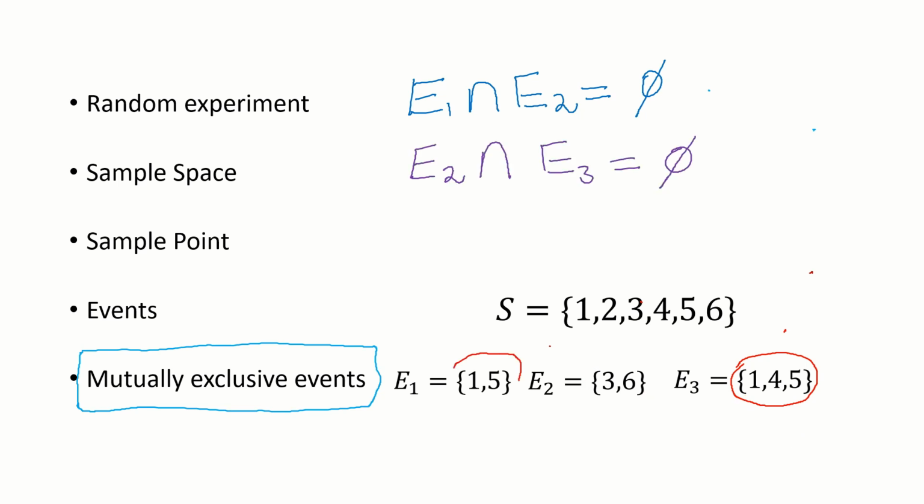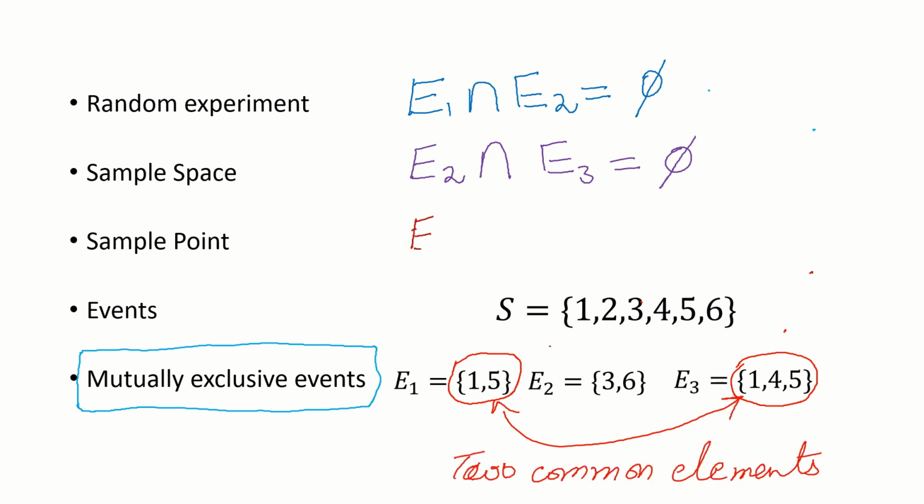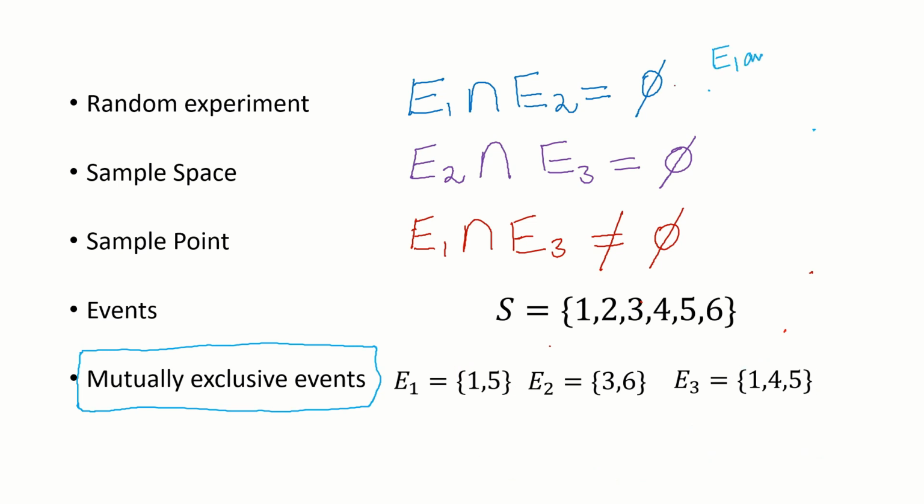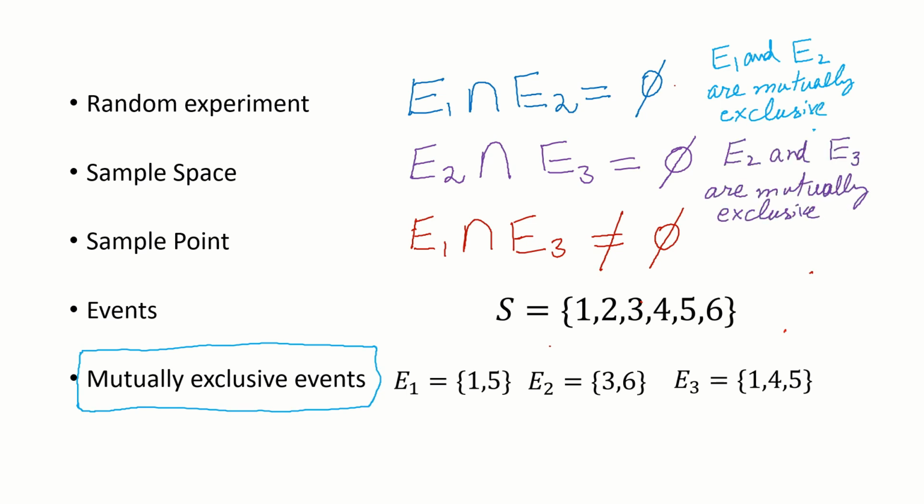However, the events E1 and E3 have two common elements. Their intersection is not an empty set. The events E1 and E2 are mutually exclusive events. E2 and E3 are also mutually exclusive events. On the other hand, the events E1 and E3 are not mutually exclusive. Mutually exclusive events are the events that cannot happen together.